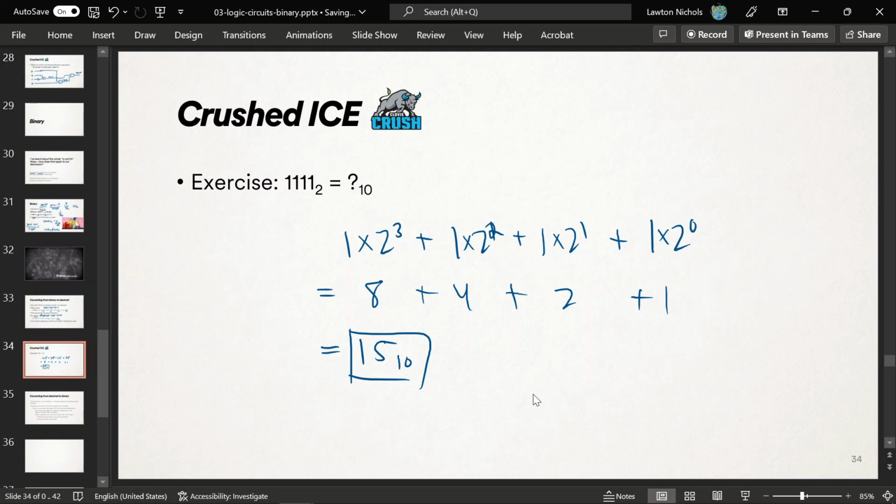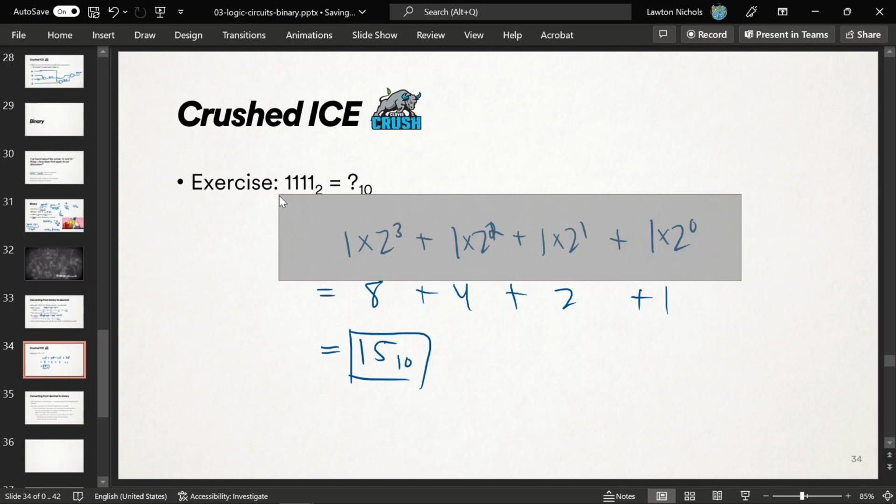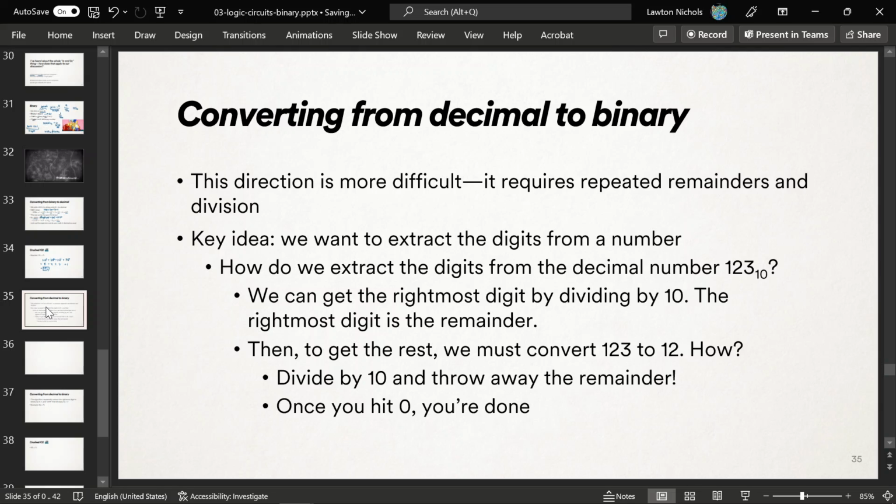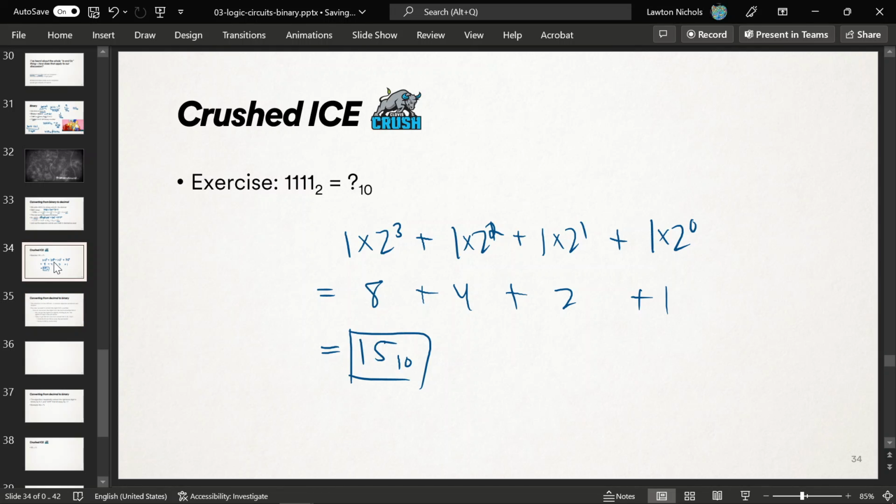So the largest 4-bit number, 1111, is 15. It's cute because it's 2 to the 4 minus 1. Think of how those relate. All right, any questions about that before I move on? Because the other direction, going from decimal to binary, is the harder direction. So I want to make sure we got this way down.